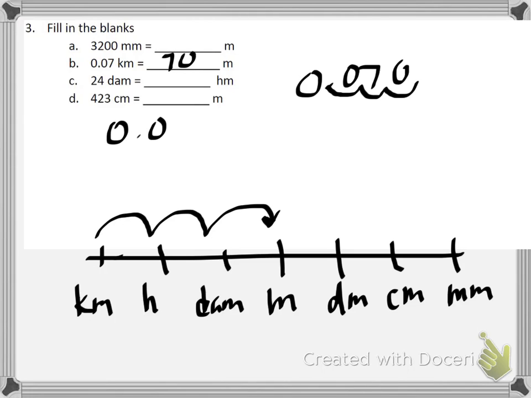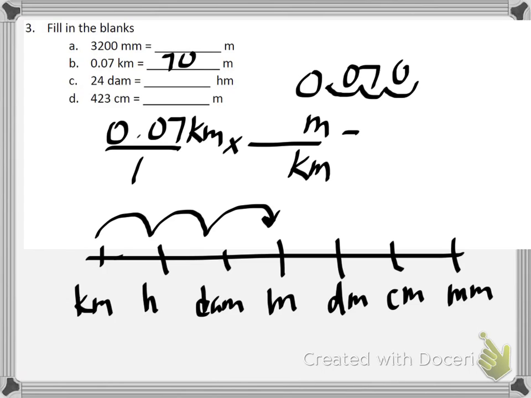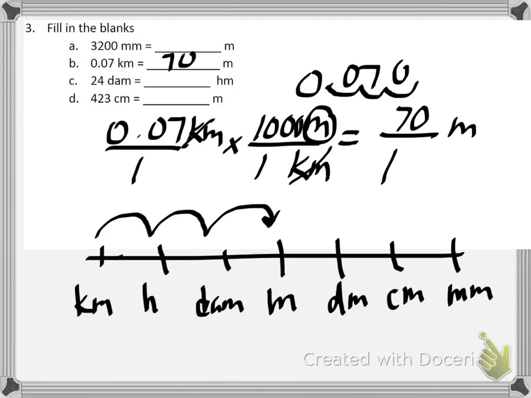We can also take 0.07 over 1. That's kilometers. Conversion factor, kilometers on the bottom to cancel. Meters on the top, because that's what we're going to. And kilometer is larger by 1,000. So we're going to multiply 0.07 times 1,000, and our answer is going to be 70. Okay? So we cancel those, and then denominator of 1, and then 0.07 times 1,000 is going to end up being 70 over 1. And meters becomes our answer.